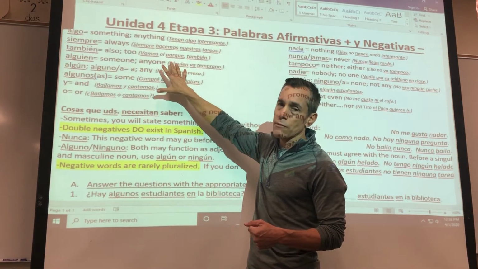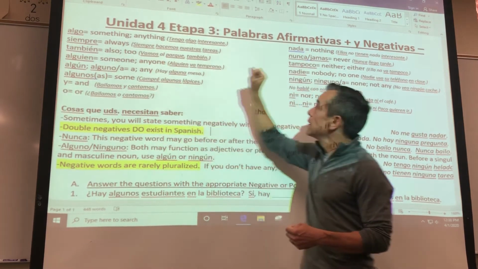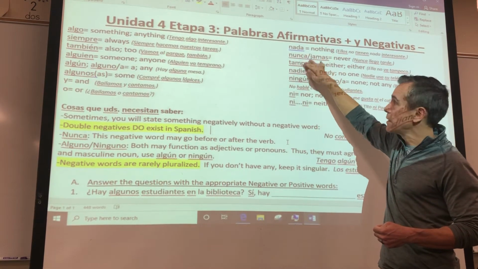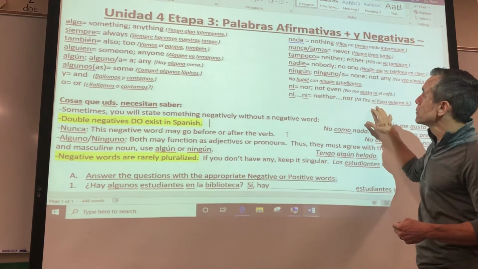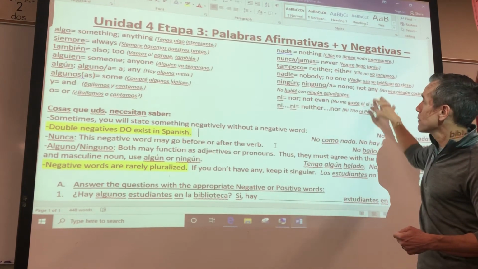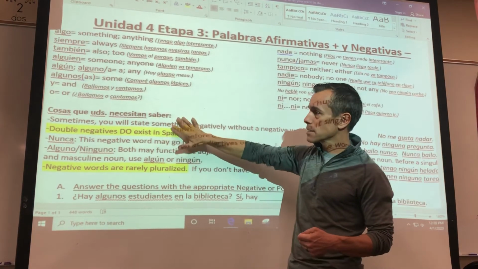Positive words are pretty straightforward, not a whole bunch that's very tricky or different or irregular of those. The negative words are a little bit different. Here's your list again of negative words with translations, and those with the translations put into example sentences. Here are some things, a list of things that you need to know.